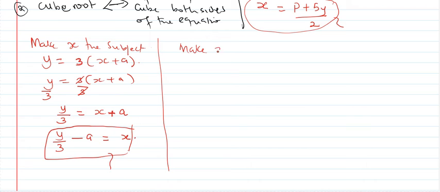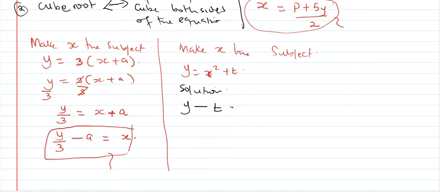Make x the subject, and the question is y equals x squared plus t. Alright, so look, we are interested in x, so you have to look around x. X is bound by what signs? Multiplication, addition. So you realize that there is a plus t. t is bound to x by plus, so it has to change to minus and goes to the other side.